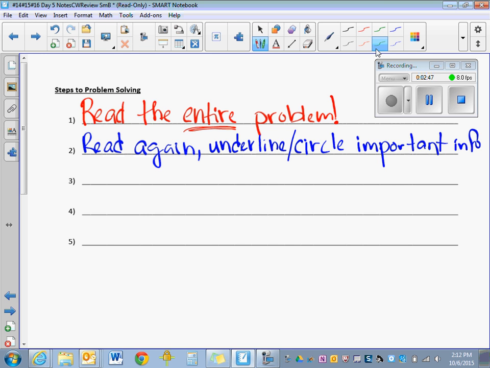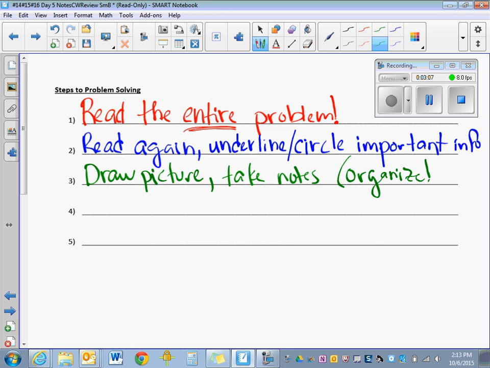So that's going to be our next step. Draw a picture if needed. Take notes. Basically organize the information so you know how to use it. Not all of them require pictures, but especially when it's talking about the area of a garden or the perimeter of the yard that you're picking a fence for, it's good to draw pictures. And sometimes by picture we mean a graph, like a little pie chart. It doesn't have to be like a cartoon.